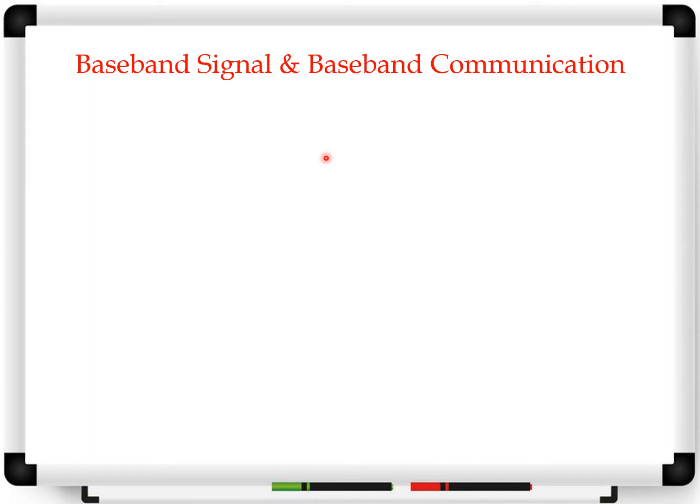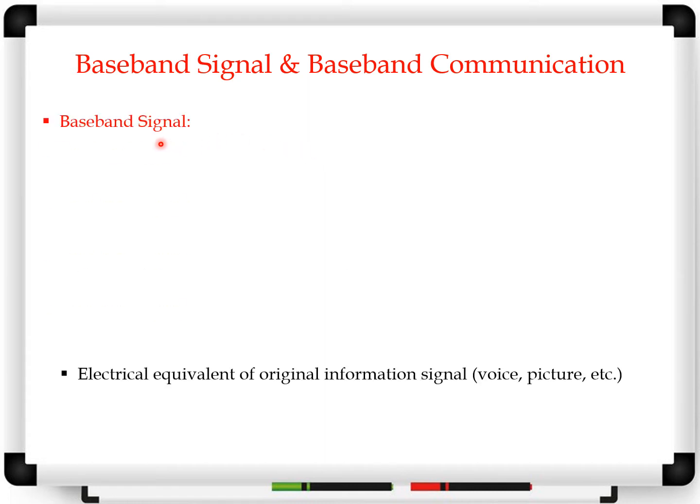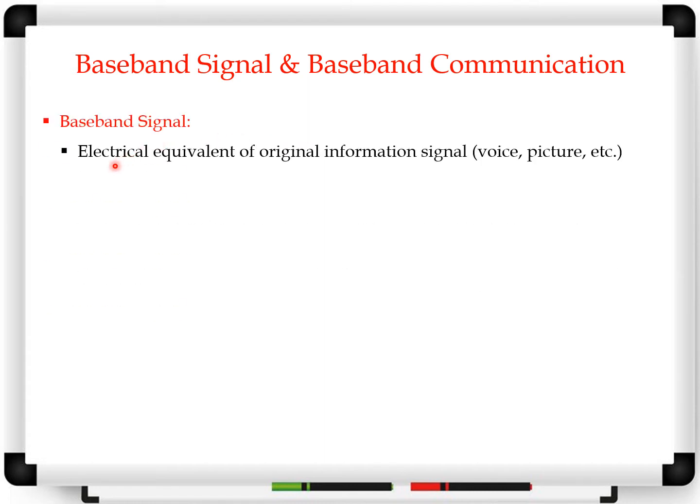Before starting the modulation, let us see the baseband signal and baseband communication. So first, baseband signal. What is baseband signal? The electrical equivalent of original information signal is called baseband signal. The original information signal can be voice, it can be picture, it can be data, it can be music. When this is converted into its electrical form, that signal is called baseband signal.